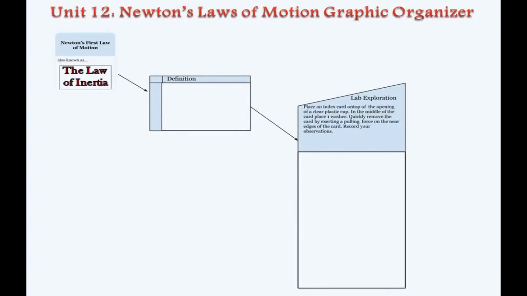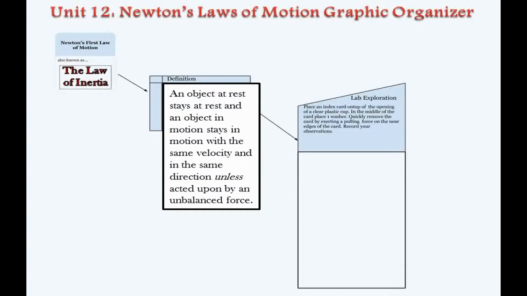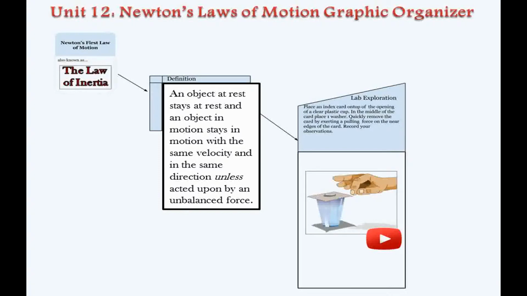Newton's first law is also known as the law of inertia. By definition, it is an object at rest stays at rest, and an object in motion stays in motion with the same velocity in the same direction unless acted upon by an unbalanced force. As you just saw the ice skater continuing to skate across the screen, in the same direction with the same velocity. We're going to explore this by using a plastic cup and a washer.